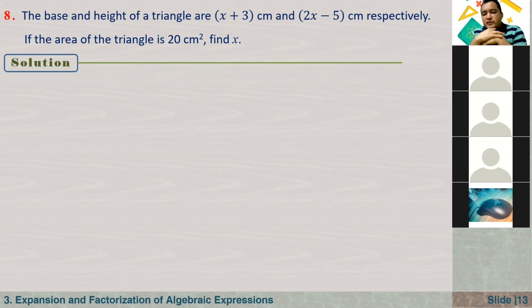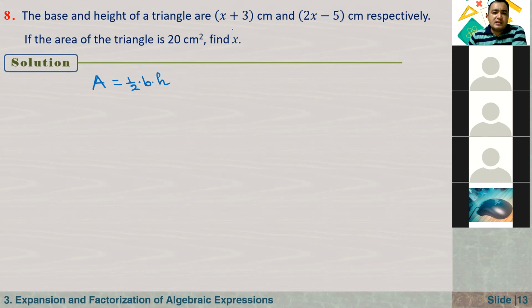How do you find the area of a triangle, Murat? We wait, I remember. May I? Yes. It's base times height divided by 2. Very good. It is 1/2 times base times height.